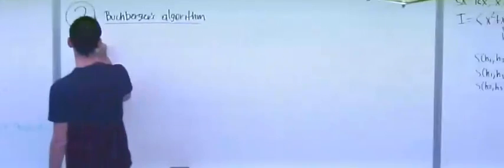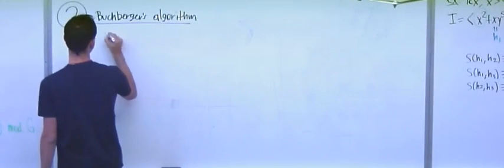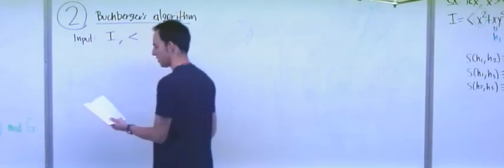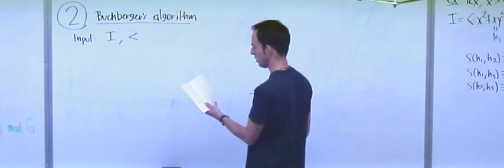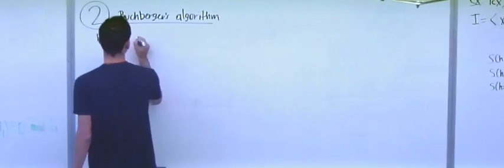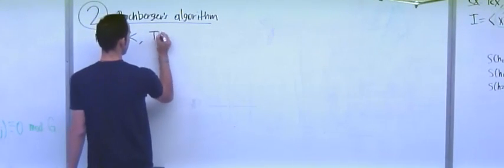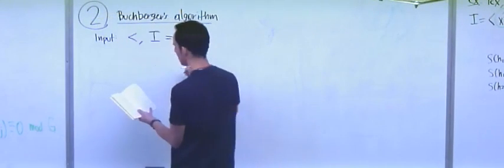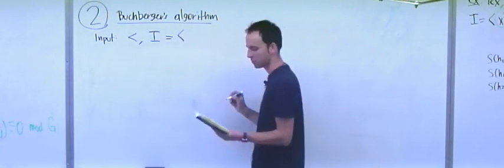The input of this algorithm is an ideal and a term order. Let's say that you have a term order, and then let's say that your ideal is given to you. And generally, ideals are given to you in terms of generators.